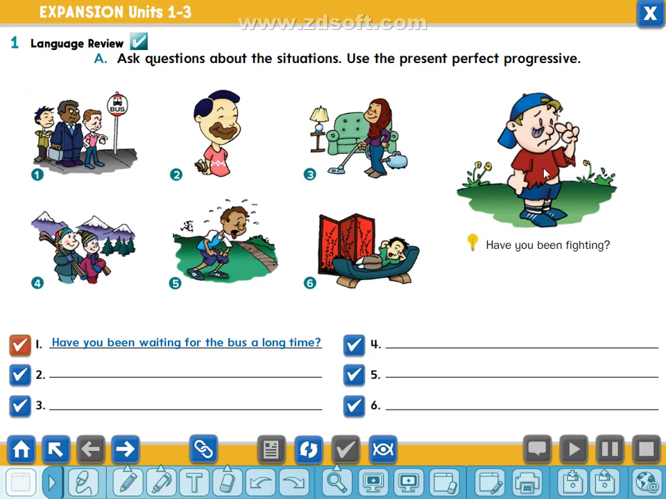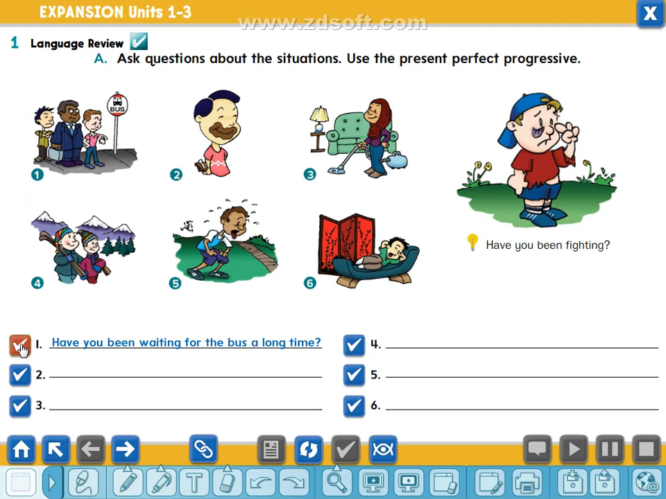Yes, my dear. You can see a boy that has injuries on his face. A possible question for him is, have you been fighting? Here we use the present perfect continuous or the present perfect progressive tense. Have you been fighting?